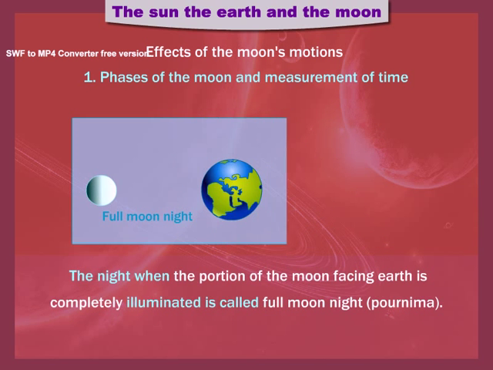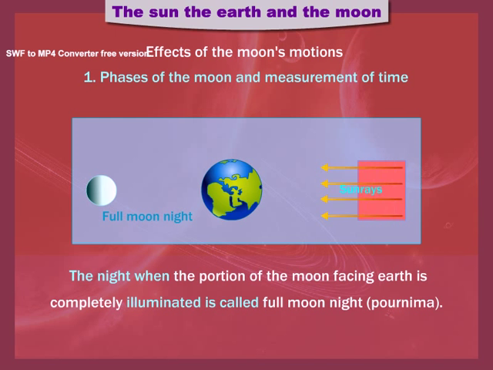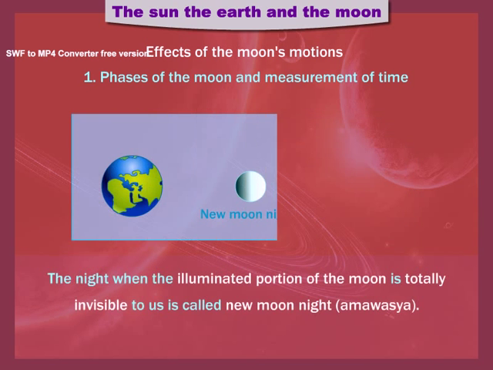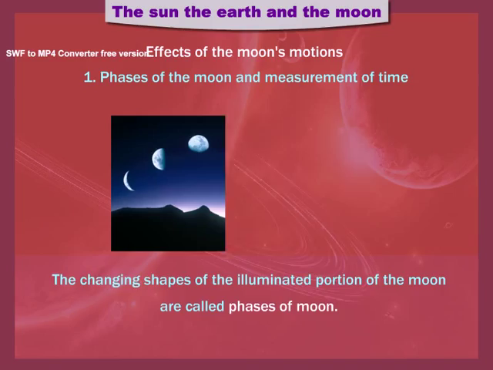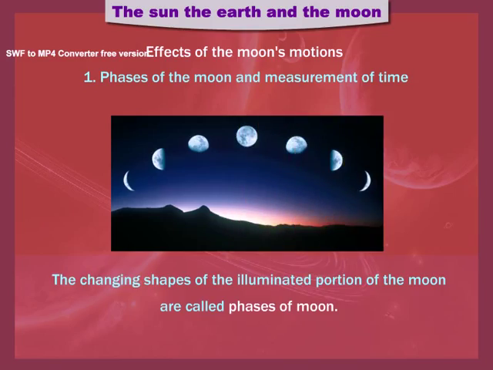The night, when the portion of the Moon facing Earth is completely illuminated, is called full moon night, Purnima. The night, when the illuminated portion of the Moon is totally invisible to us, is called the new moon night, that is, Amavasya. The changing shapes of the illuminated portion of the Moon are called phases of Moon.